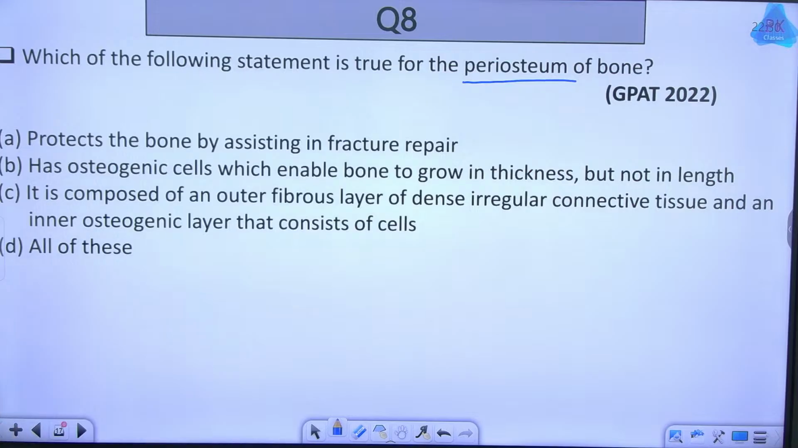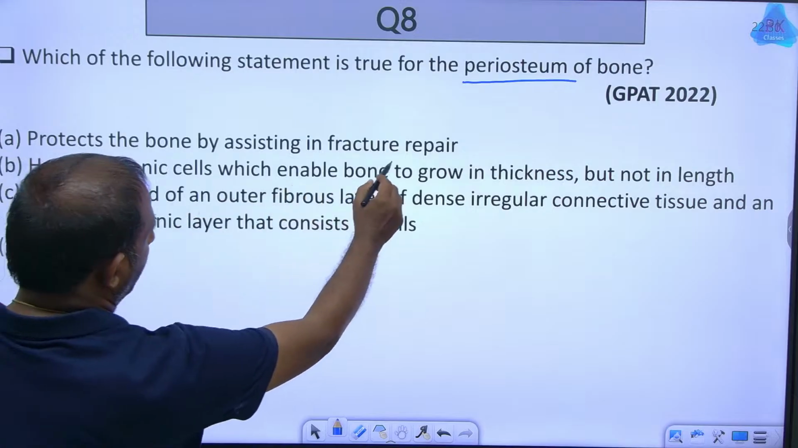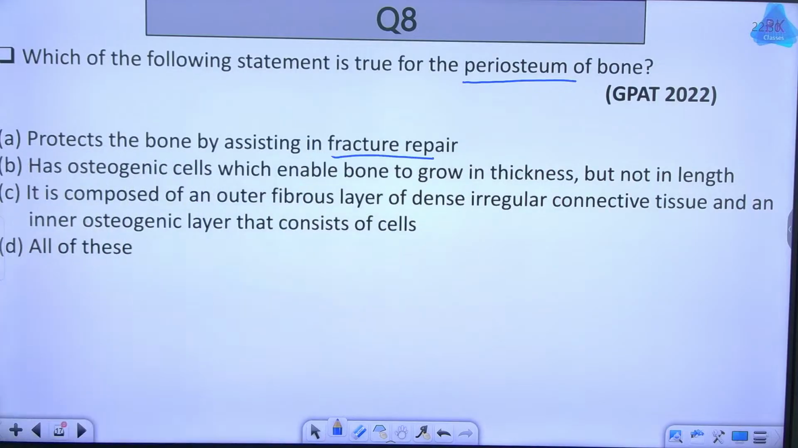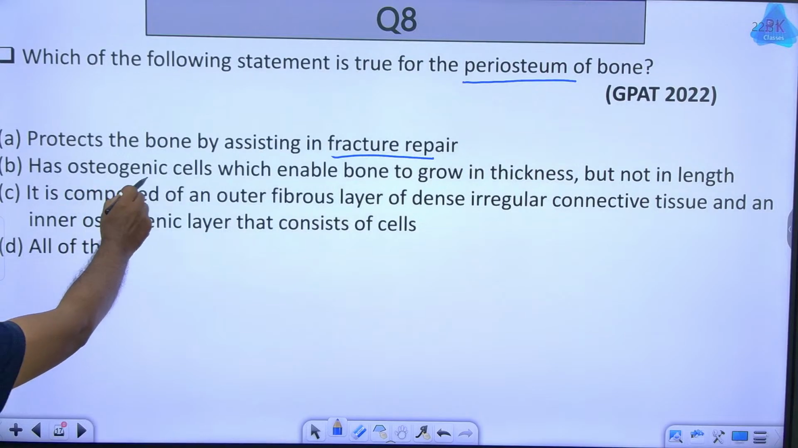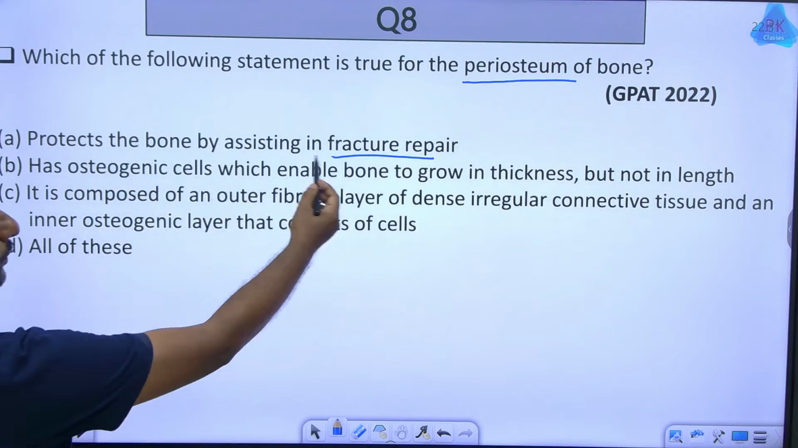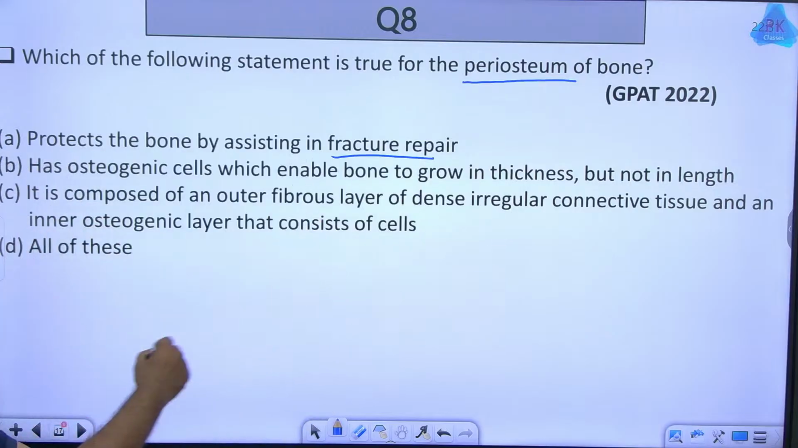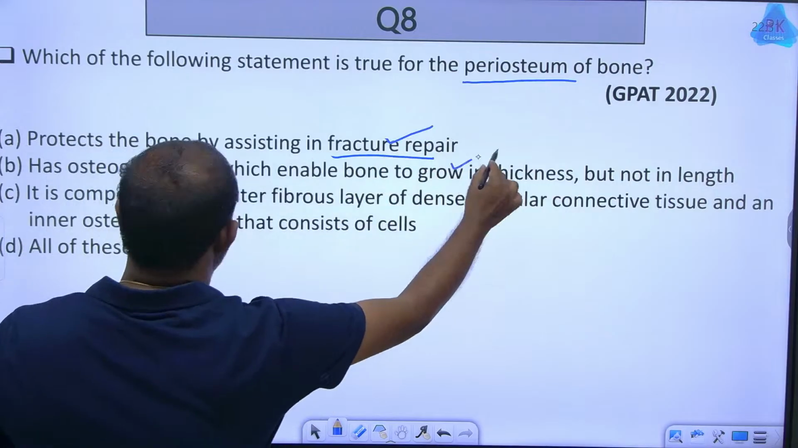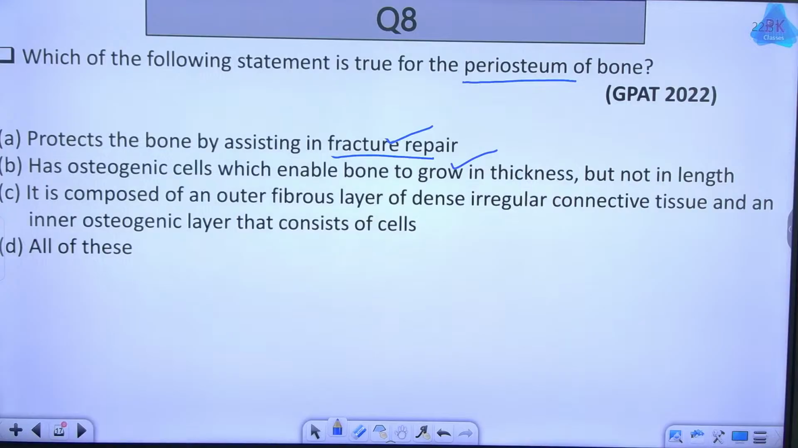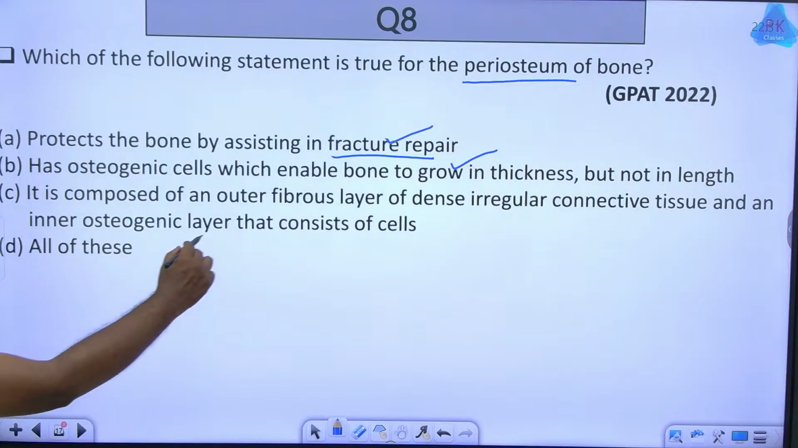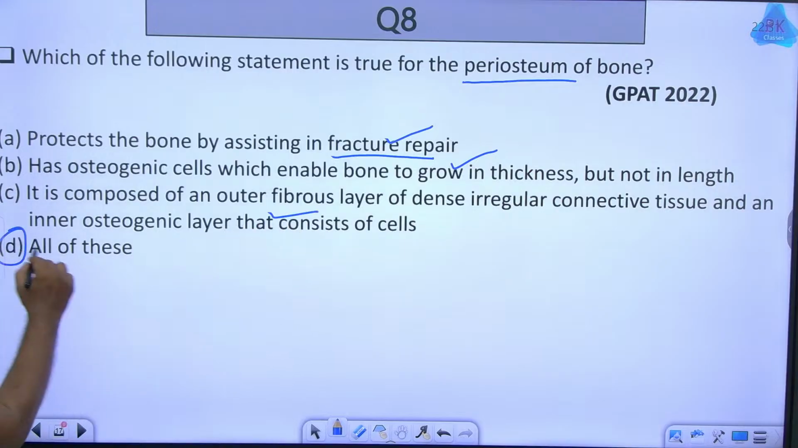So periosteum, everybody is saying all of the above. It protects the bone by assisting in fracture repair. It has osteogenic cells which enable bone to grow in thickness, not in length. This is also correct. It is composed of an outer fibrous layer of dense connective tissue and an inner osteogenic layer that consists of the cells, which is also right. So the answer is all of the above.